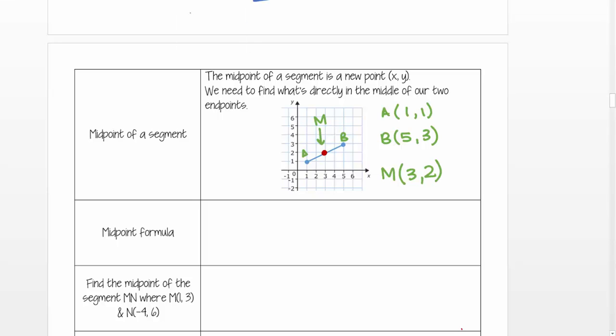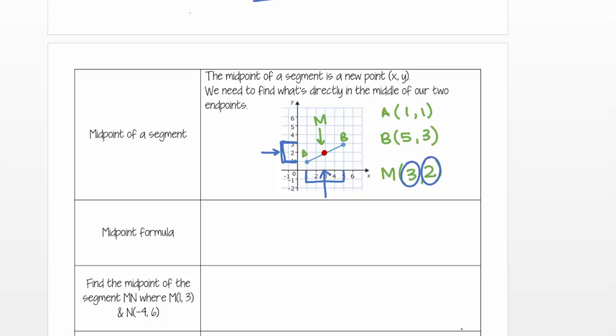So if we take a look at this, it's kind of cool to see how we get these numbers. Like if we look, what is right in between 1 and 5? Well, 3 is directly in between 1 and 5, and that's where this part of our point comes from. And we can do the same thing here. What's directly in between 1 and 3? Well, it's 2, and that's where this comes from. It's what's right in the middle of our 2 points.